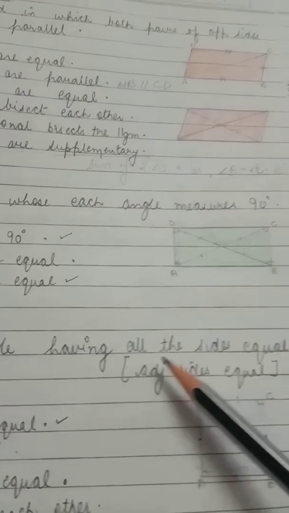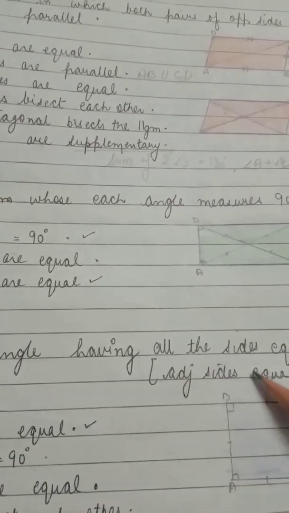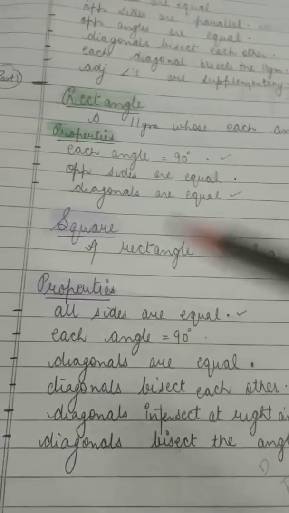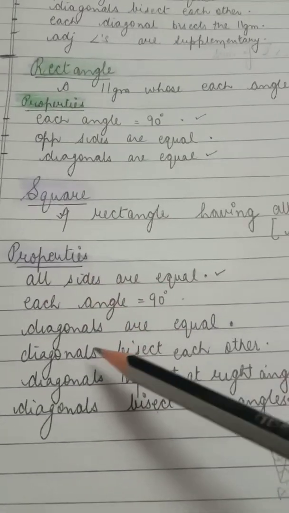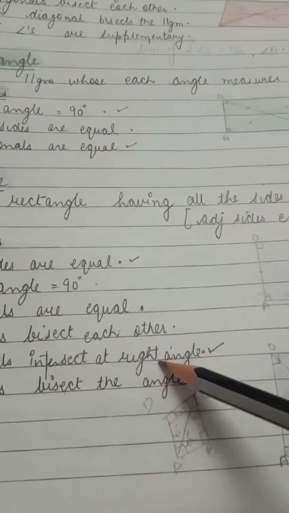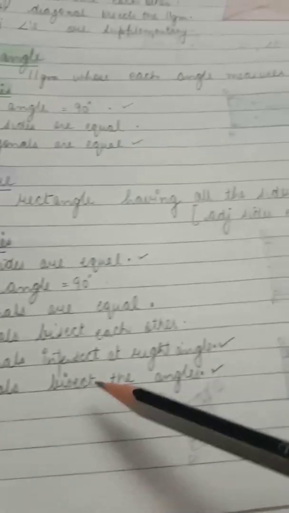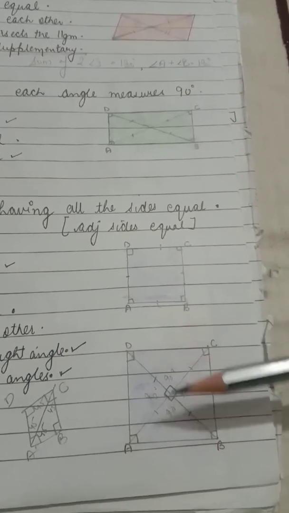Now talking about a square, any rectangle which has all sides equal is called a square. Here adjacent sides are also equal. The properties of square are: all the sides are equal, each angle is of 90 degrees, diagonals are equal, diagonals bisect each other, diagonals intersect at right angles, the diagonals bisect the angles. So this is parallelogram, rectangle, and this is the figure of a square.